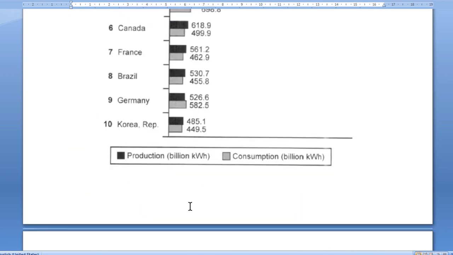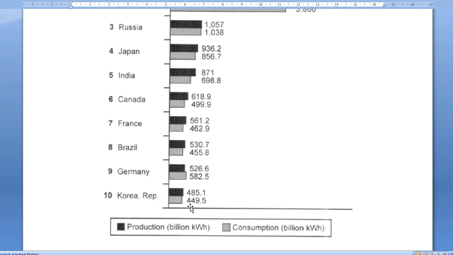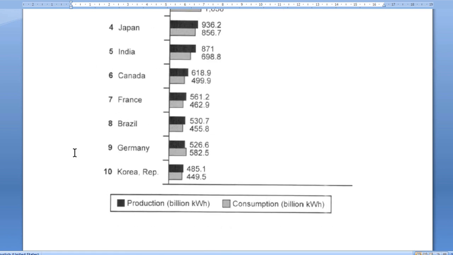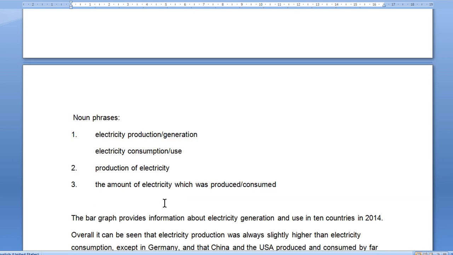Right, now we're onto our body paragraphs. Now we need to decide how we're going to divide our paragraphs. Some students might want to do all of these top 5 and then the bottom 5. I don't really think so. I prefer to go with one paragraph for production, one paragraph for consumption. But then you need to be clear and tell the examiner, this is going to be the production paragraph, this is going to be the consumption paragraph. So you're going to use your linking language.